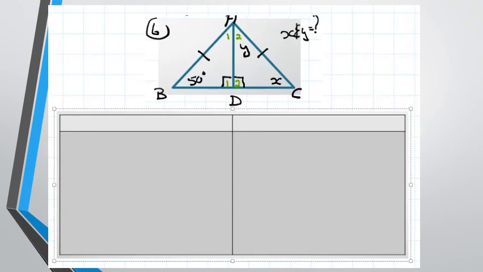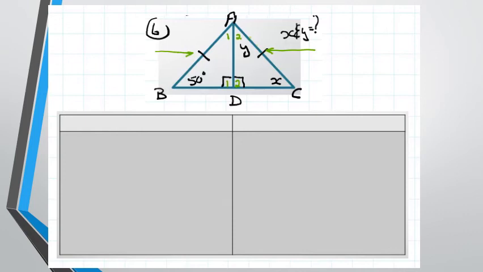The last question for homework. Now guys, let's first look at this triangle. What I would like to look at, I see first that information, that information. This means that triangle A, B, C must be an isosceles triangle. And what do I know about the base angles?